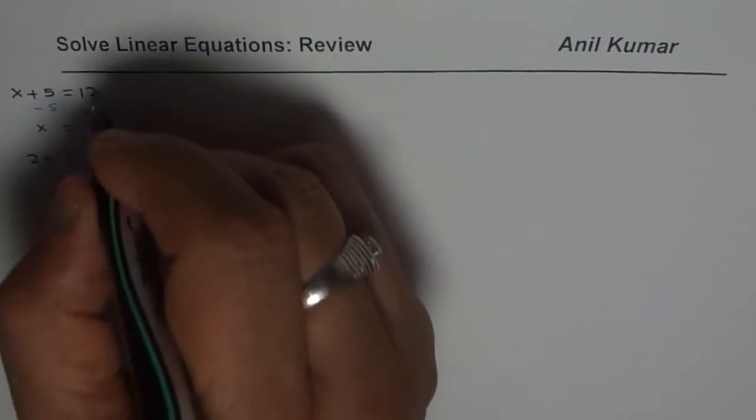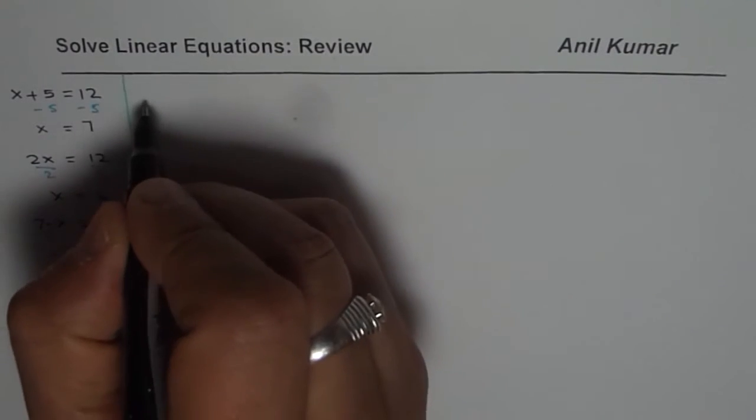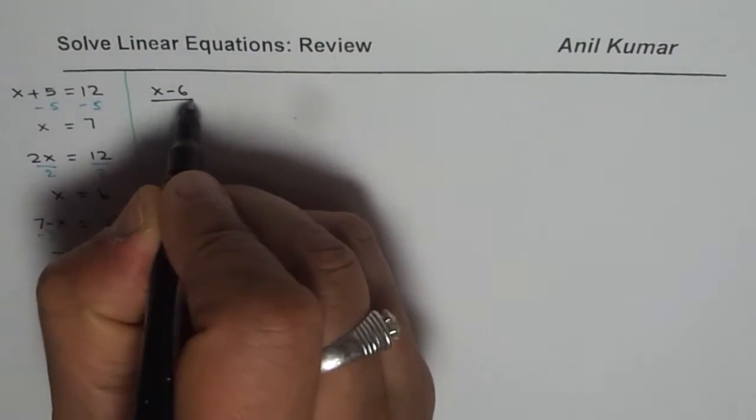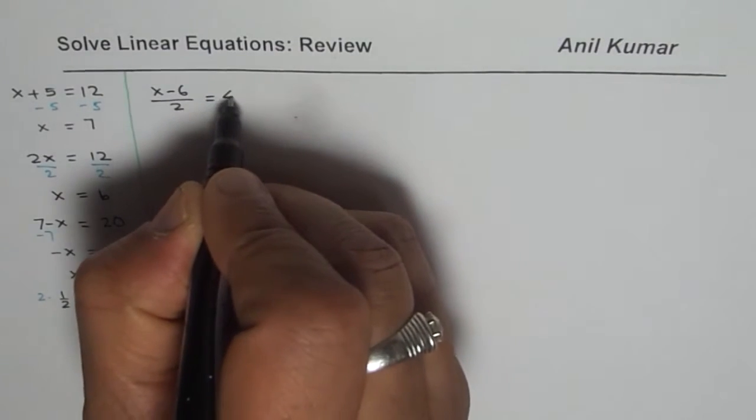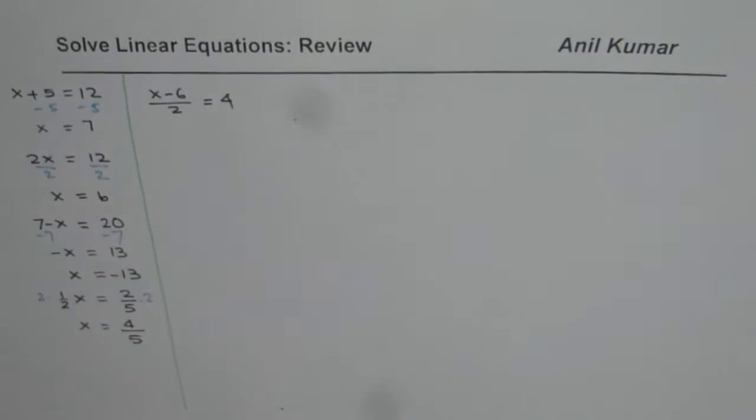Well, these are the very basic equations, and these equations help us to get a good foundation on solving linear equations. Let me now take a few more and we'll combine these operations together. So let us take an example like (x minus 6) over 2 equals 4. So I have combined that addition and subtraction with division. How to solve such equations?